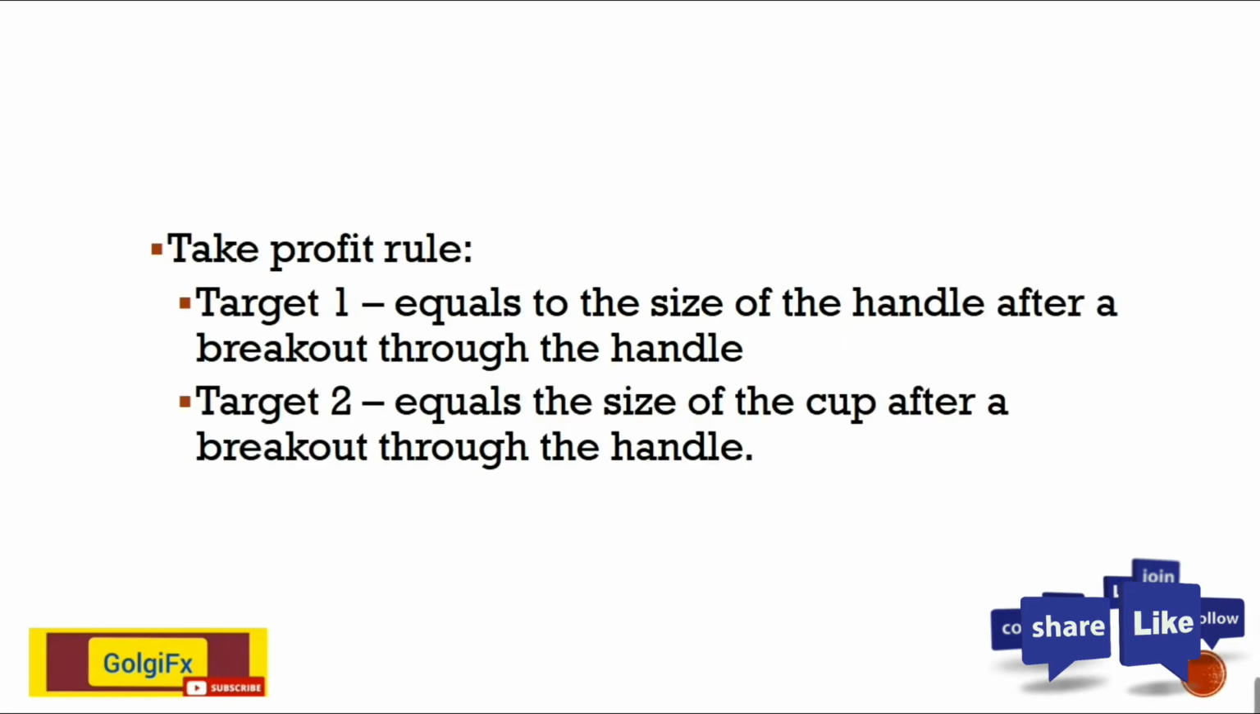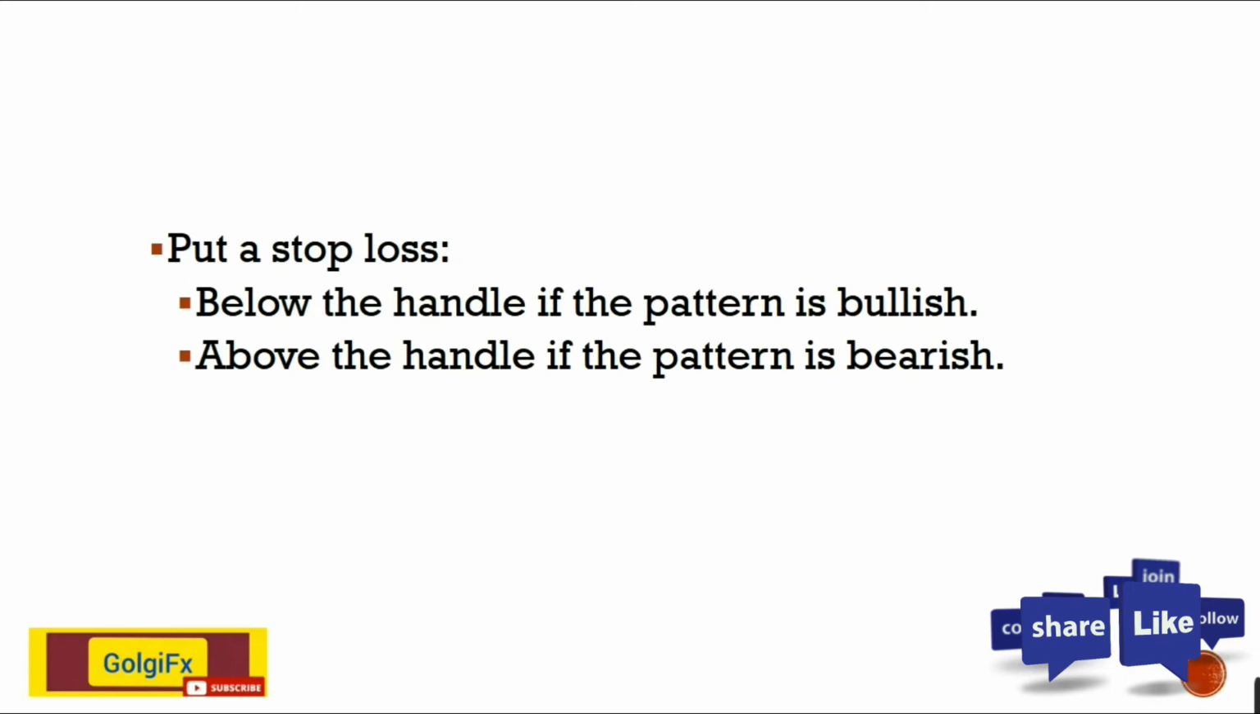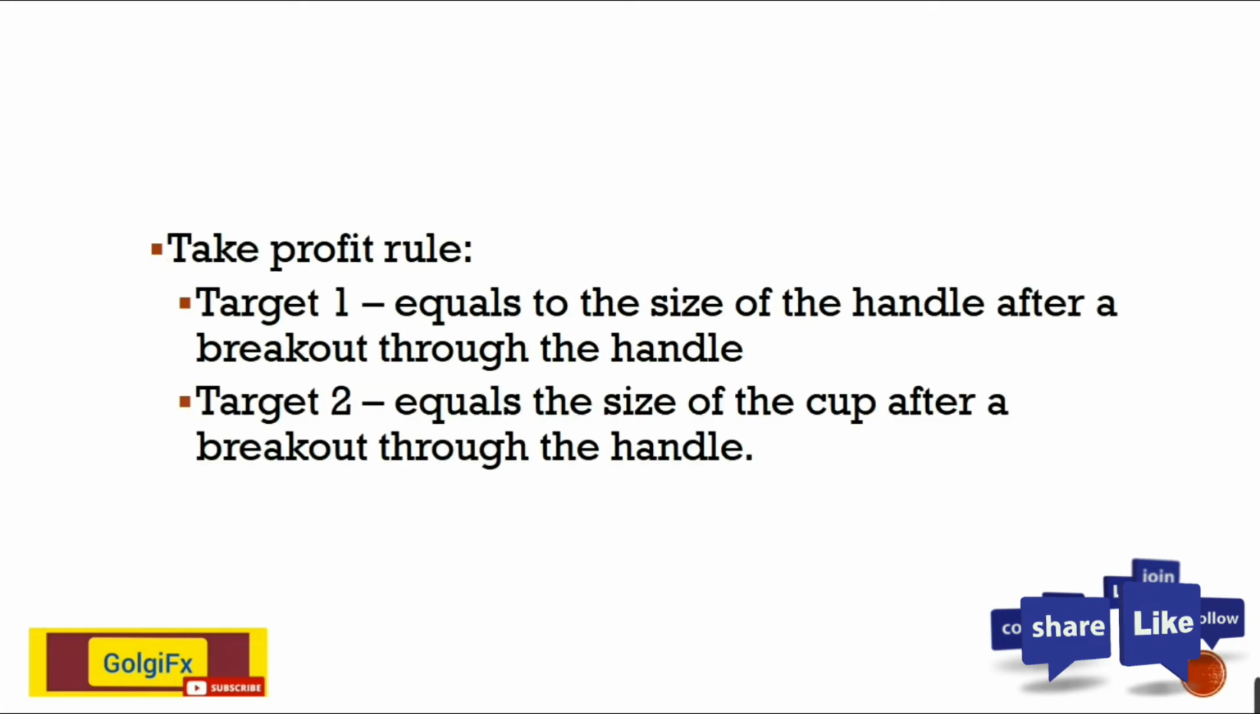The last one that we'll be talking about is the take profit rules. So always when trading, you have to get target 1 and target 2, and your target 1 should be equal to the size of the handle after the breakout through the handle. So anytime that you see a cup and handle being formed, you look at the size of the handle, and that's where your target 1 will be. And to find your second target, you can also look at the size of the cup, you measure it, and you use that to form your target 2.